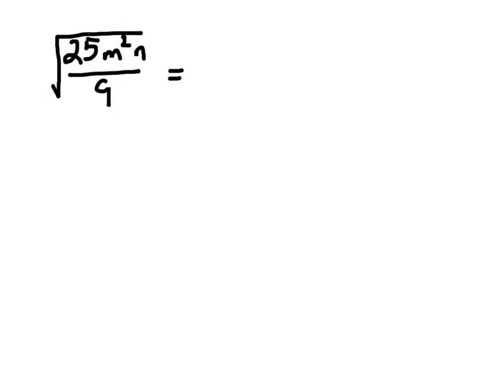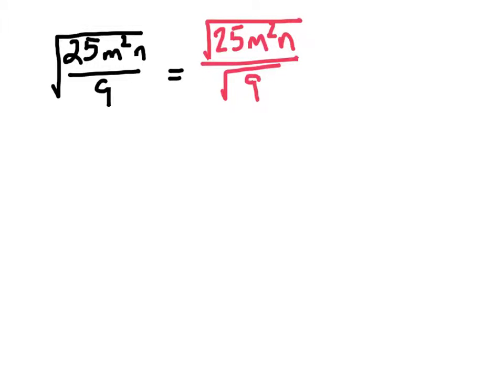Now, going for the big show here, assuming you have previous work, again, I'm going to break this up into the square root of the numerator and denominator separately. So I have the square root of 25 m squared n over the square root of 9. Now, if you've done your other work, you'll know that the square root of the numerator comes out as 5m times the square root of n, and the square root of the denominator comes out as 3.